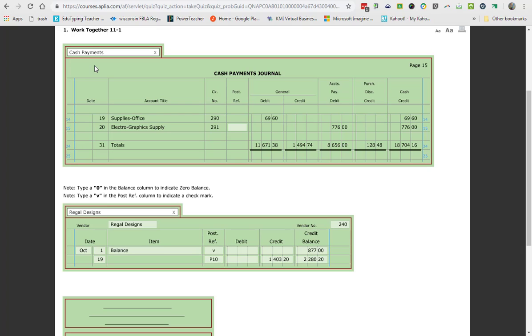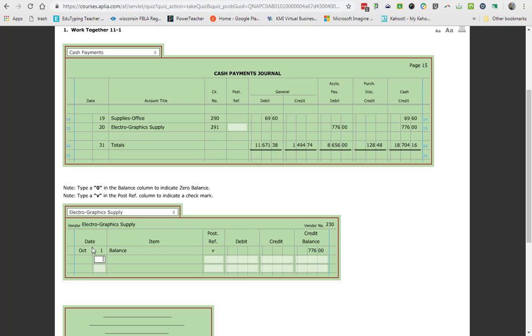So down here in my ledger, switch from Regal Design to electrographic supply. Put the date of the 20th. Post reference is CP for cash payments, 15 for page 15, and I'm crediting it for 776. Now I'm debiting it, sorry, not crediting it. It already had a credit balance of 776. So if I debit it, what's its balance? 0. So notice right here, note, type a 0 in the balance column to indicate a 0 balance.